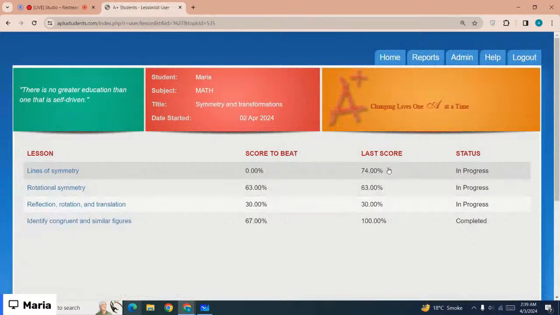So we were working on grade 5 math. The chapter we were working on is symmetry and transformations. The lessons we have covered are lines of symmetry, rotational symmetry, reflection, rotation, and translation. Identify congruent and similar figures, right? These are the lessons we have covered today.